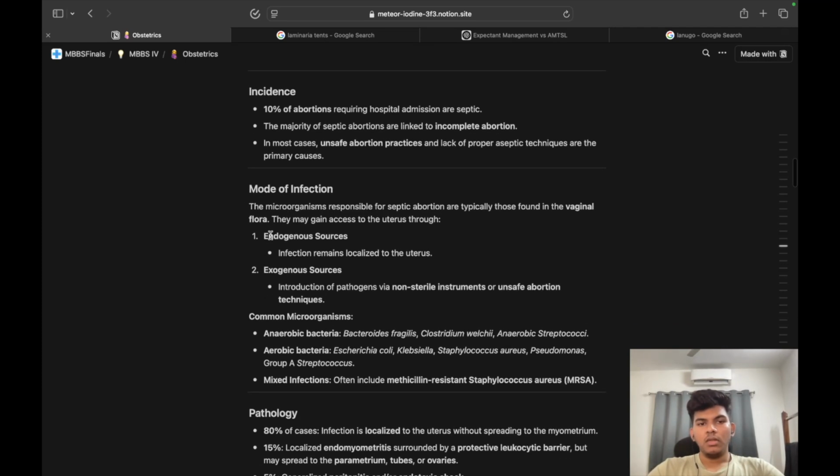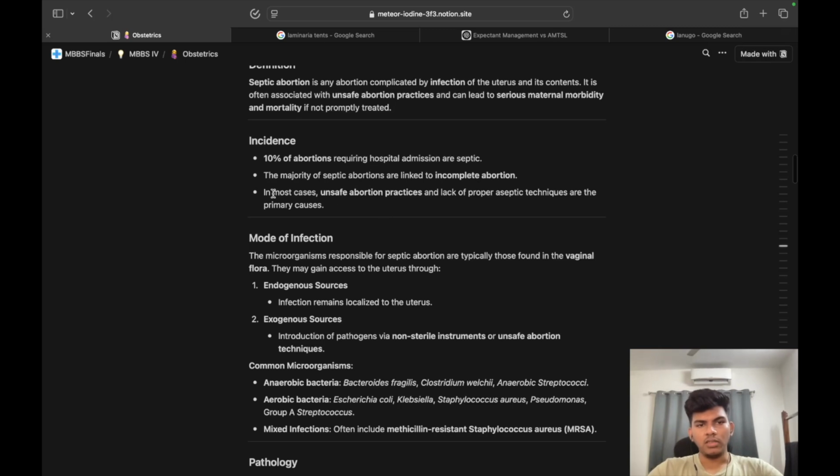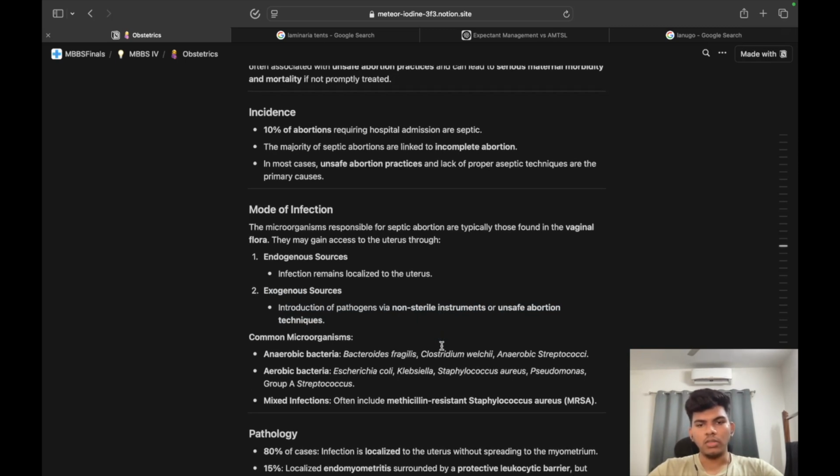Coming to the mode of infection. The organisms responsible for septic abortions are typically those found in vaginal flora. They may gain access to the uterus through an endogenous or exogenous route. The sources could be these. The infection remains localized to the uterus, so that is one. The other one is introduction of pathogens via non-sterile instruments or unsafe abortion practices. In most cases this is the thing that's happening: introduction of pathogens via non-sterile instruments or unsafe abortion techniques.